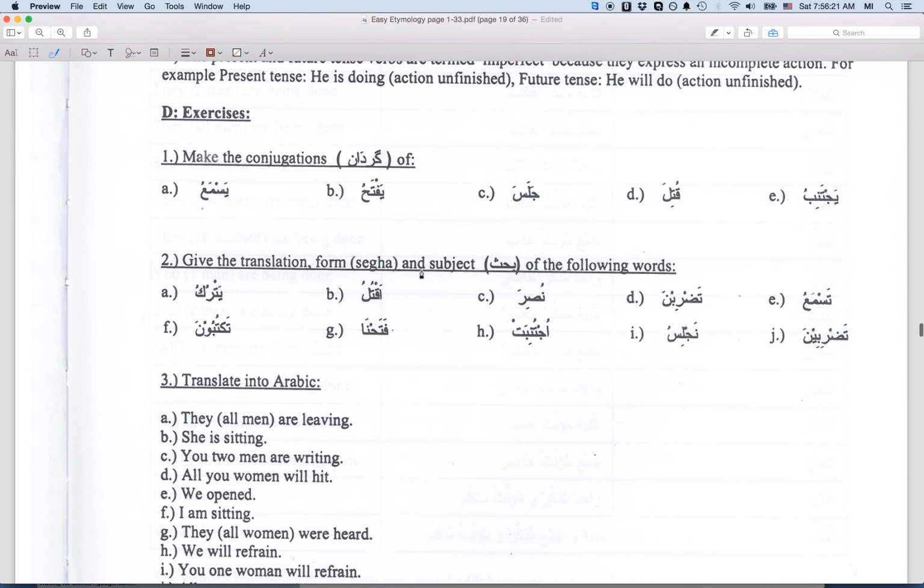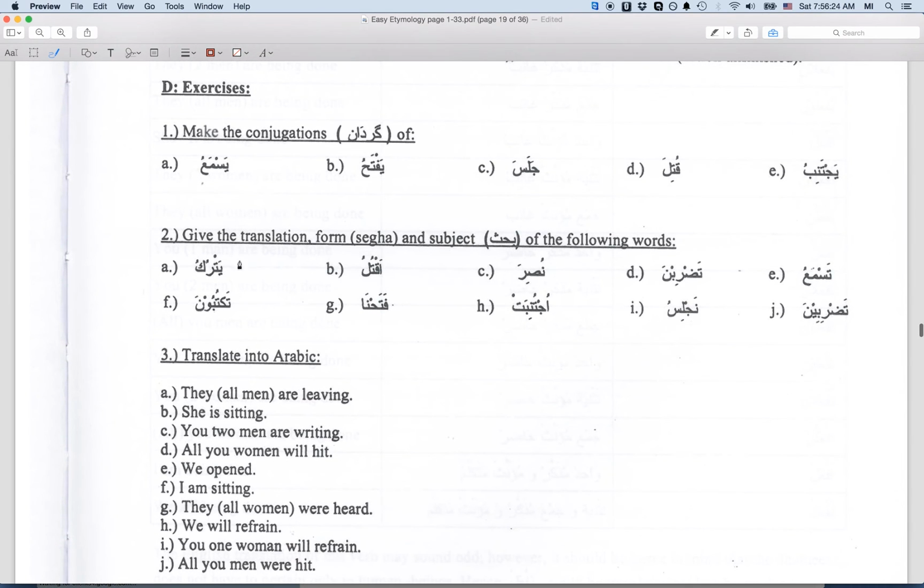Number 2, give the translation from form siga the following words. Okay, let's see how much you can do. يترك ترك يترك, so he left. That's the first one. يترك it's واحد مذكر غائب, and it's مثبت, and it's فعل مضارع. أقتل I will kill, so that's مضارع future tense. نصر he was helped.